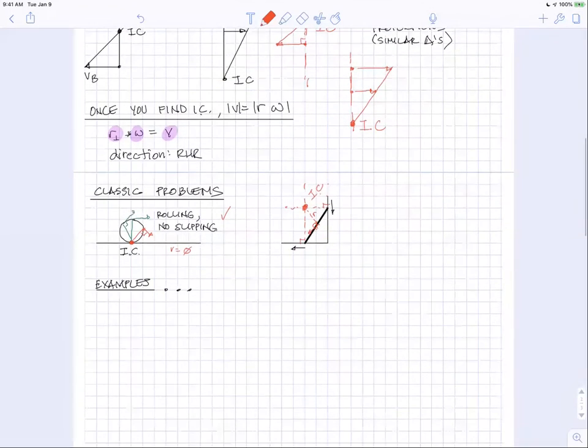Anyway, that's instantaneous center, and we'll do some examples, and it'll be clearer, I think, when you see the examples.